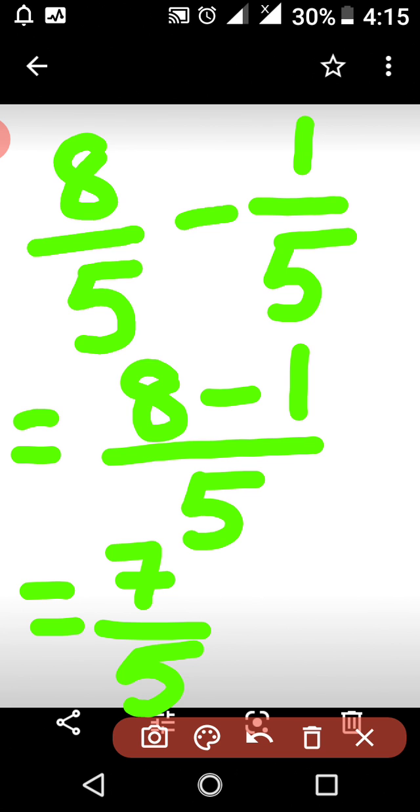Here 7 and 5 are both prime numbers. Already we know prime numbers don't have common factors. 7 is a prime number, which means there is no factor other than 1 and itself. 5 is also a prime number. There is no factor other than 1 and itself. So as 7 and 5 are both prime numbers, there is no common factor. Finally the answer is 7 by 5. This is the way to subtract given like fractions.